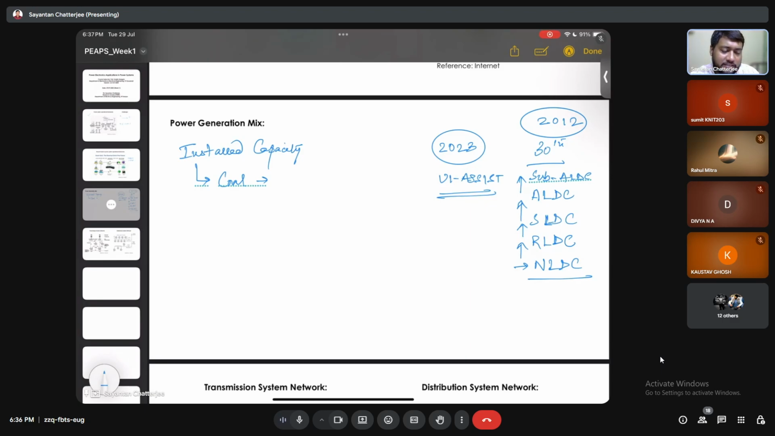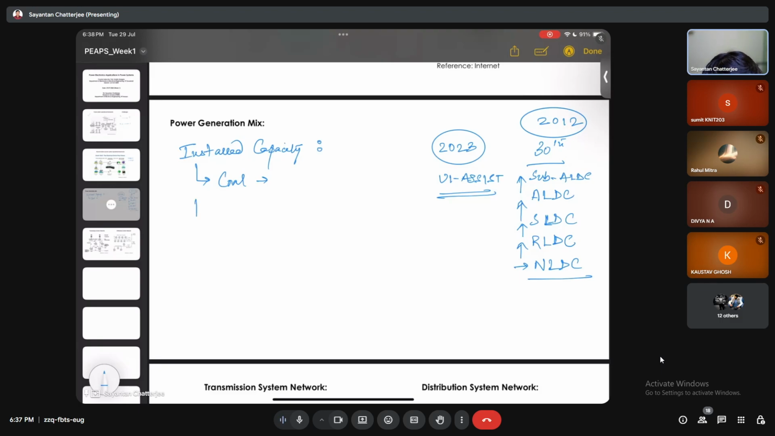Basically, in percentage, if 100% is the total installed capacity of coal, renewables, hydro and all these things, any idea what is the present installed capacity percentage? Any rough guess you may do? You may write in the chat box. You may unmute yourself now.